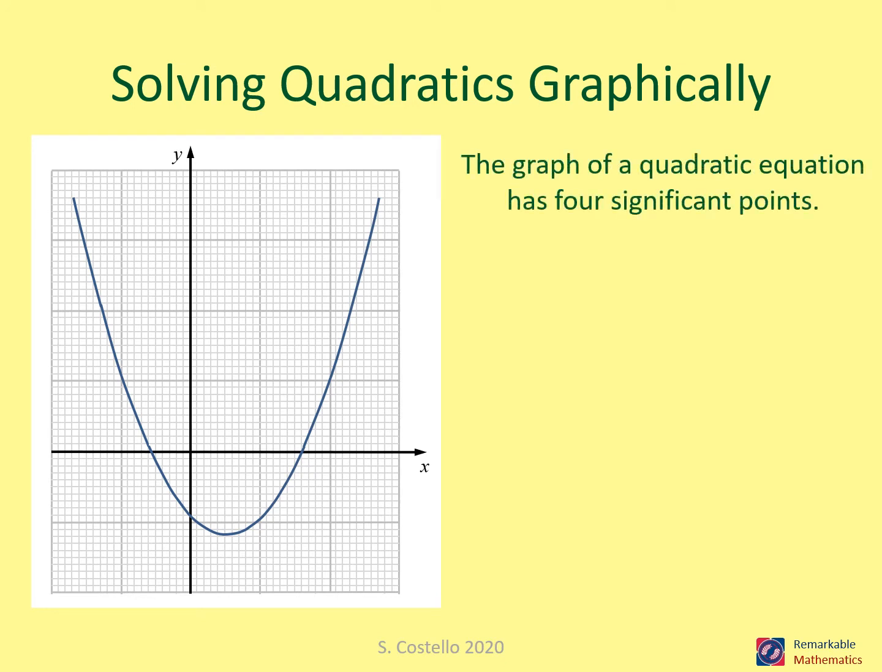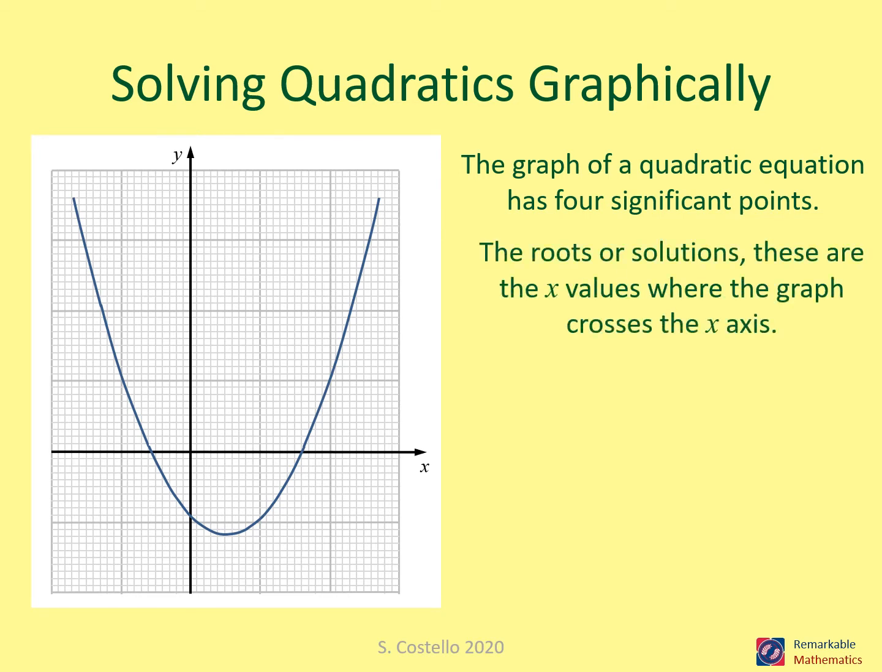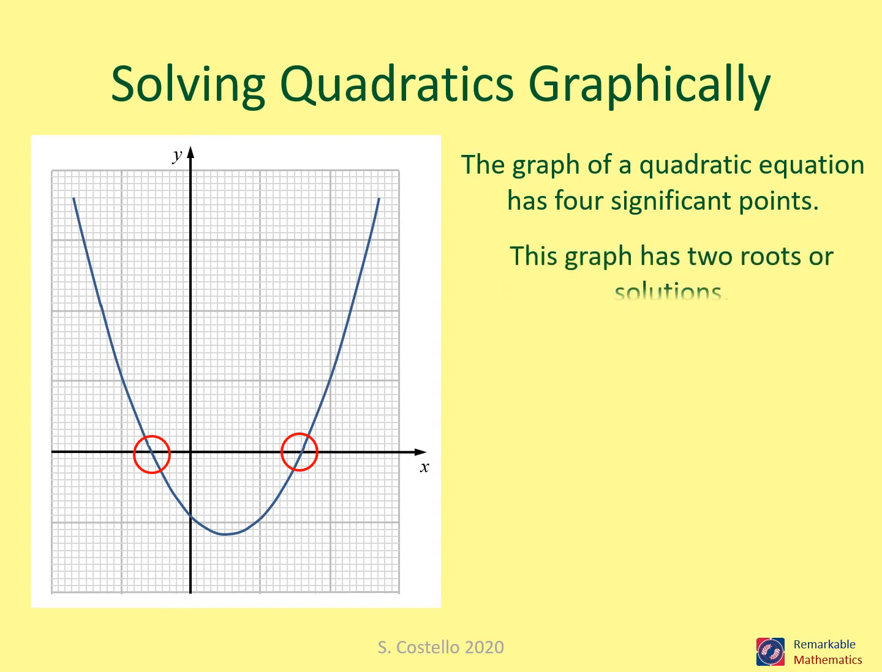The graph of a quadratic equation has 4 significant points. First one is the roots or the solutions. These are the x values where the graph crosses the x-axis. So here are the 2 roots or the solutions. This graph has 2 roots or solutions.